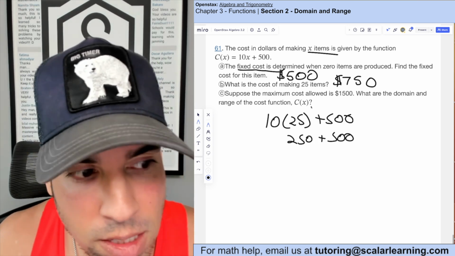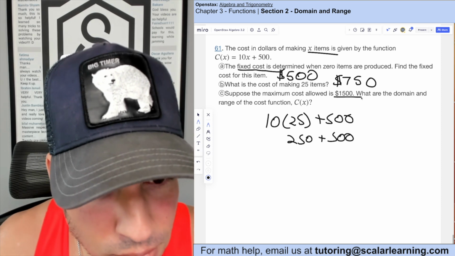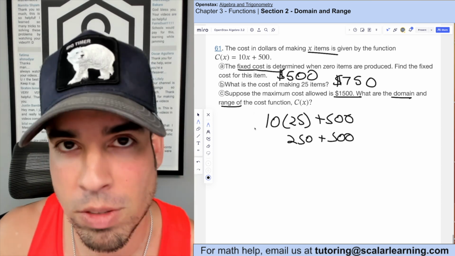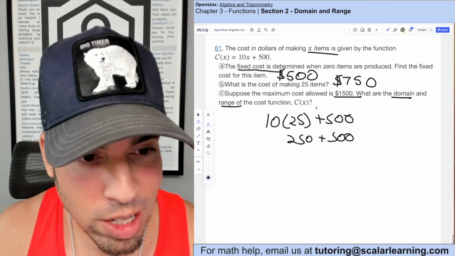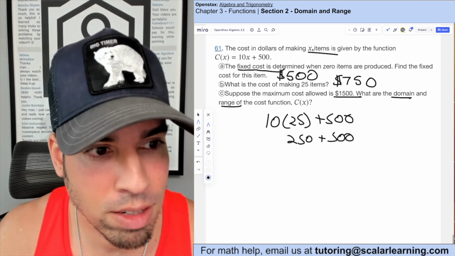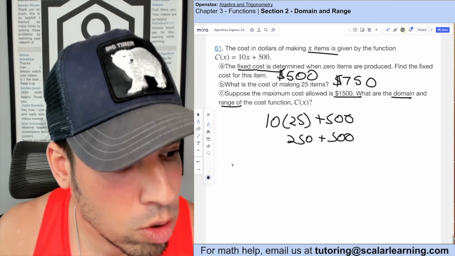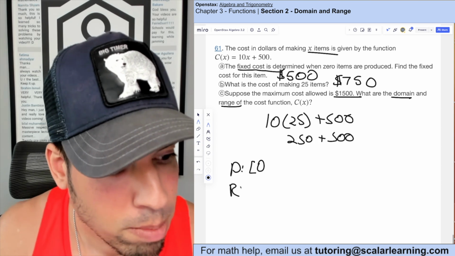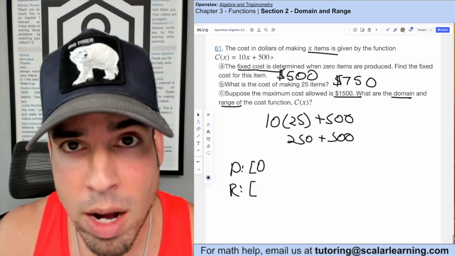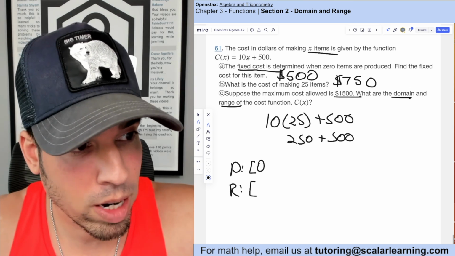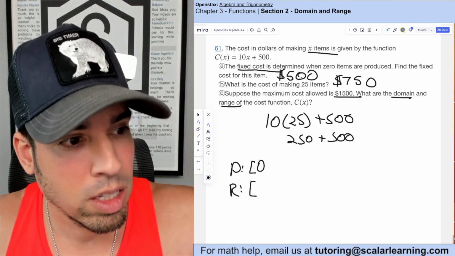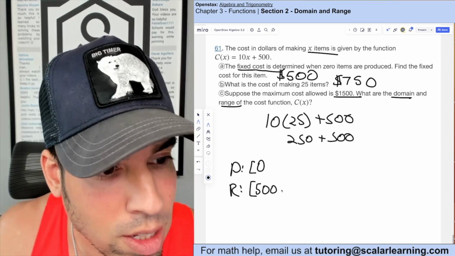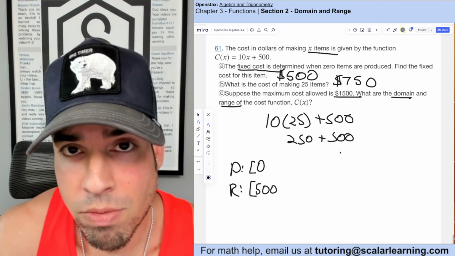Last but not least, suppose the maximum cost allowed is 1,500. What are the domain and range of the cost function? So first, we're going to make a reasonable assumption, and that reasonable assumption is I can't make negative x items. So I know that my domain has to start at 0. Likewise, my range is going to have to start at that y-intercept. Since x can't go below 0, if I plug in 0 as the lowest value, this 500, this starting point, is going to be my bottom value for the range.